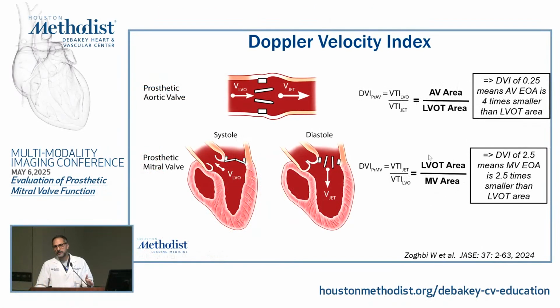Going back to the mitral valve, same thing. Here it's reversed, but it's the same. The DVI ratio of the mitral inflow over the LVOT is essentially equal to the LVOT area over the mitral valve area. So when we say the DVI ratio is more than 2.5, you are saying that the mitral valve area is 2.5 times smaller than the LVOT area. That's what it is. But again, it relies on the premise that you measured the LVOT TVI and the LVOT diameter in the exact same spot.